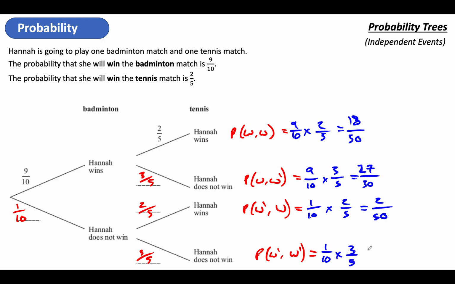We want one and the other. We want to lose at both. So we multiply the tops, multiply the bottoms, 3/50. Okay, that was just a quick one, wasn't it?